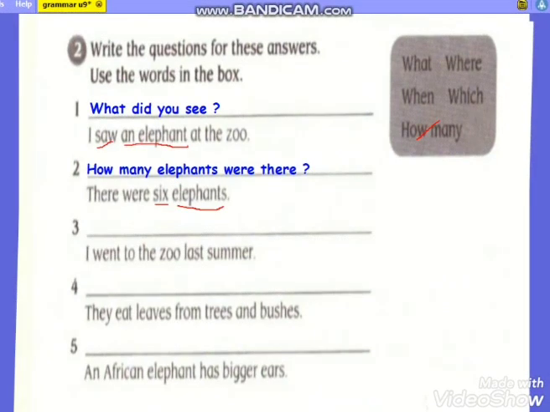Number 3, I went to the zoo last summer. I went to the zoo last summer, and you have to make a question about the time. Okay, so you have to use when. So start your question with when.